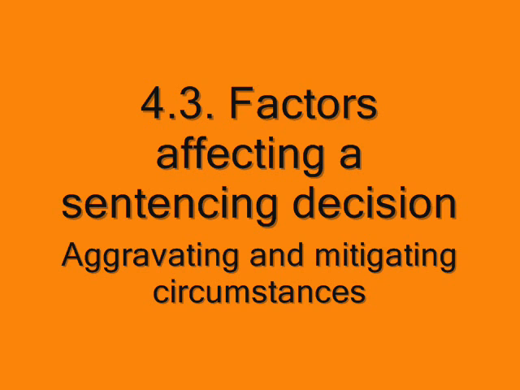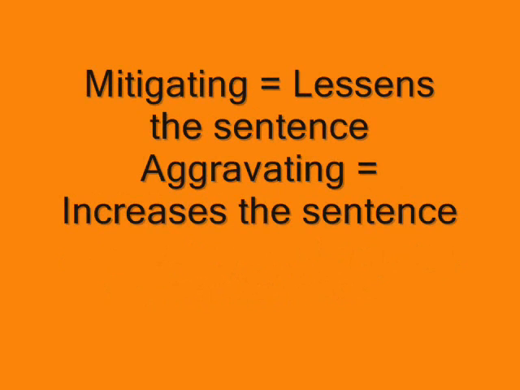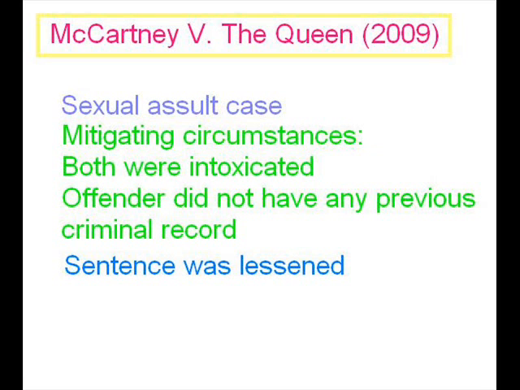These factors are aggravating and mitigating circumstances. Mitigating circumstances lessen the sentence, and aggravating circumstances increase the sentence. A case that uses aggravating and mitigating circumstances is the case McCartney versus the Queen 2009, which is a sexual assault case. And mitigating circumstances were taken into account. The fact that both of the characters were intoxicated and the defendant was an alright guy, apart from the fact that he was drunk and sexually assaulted the victim.